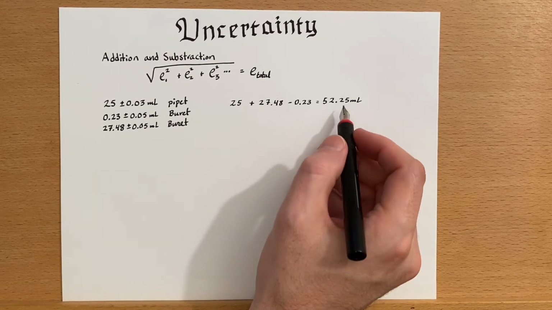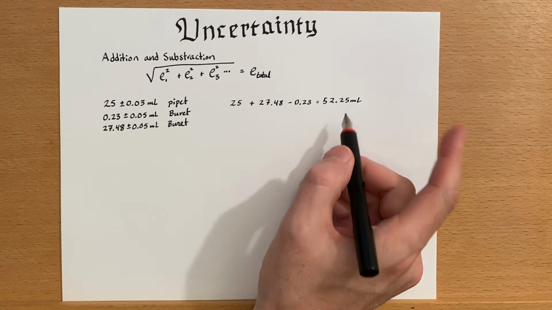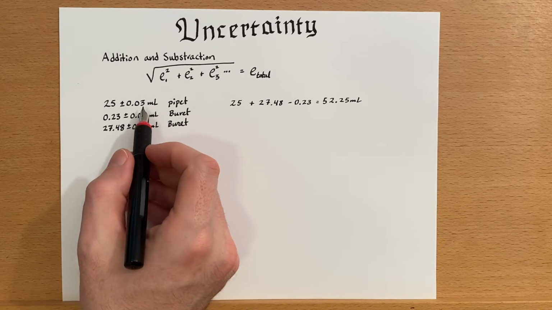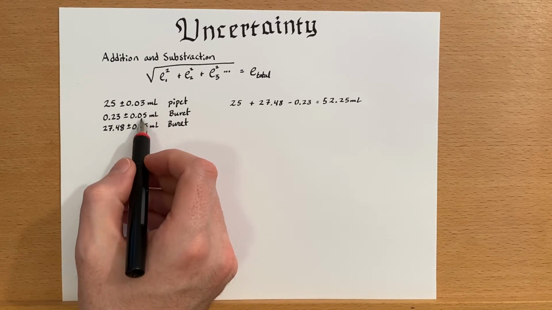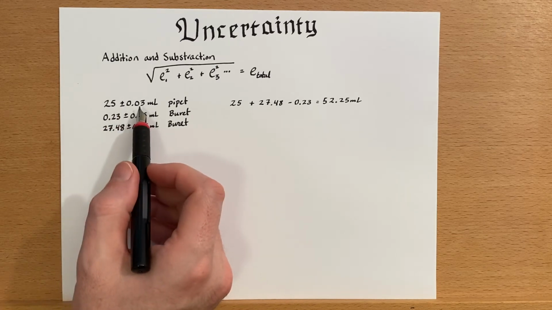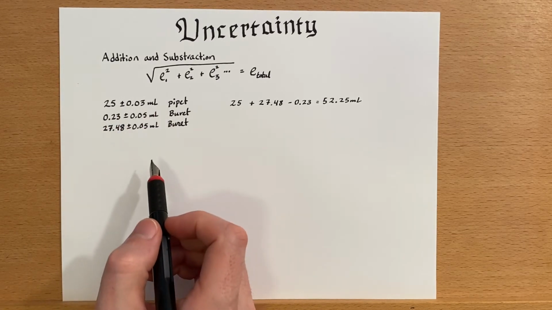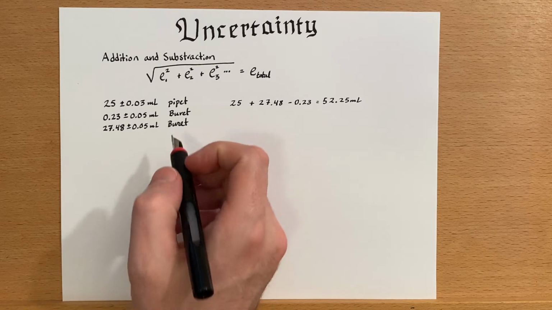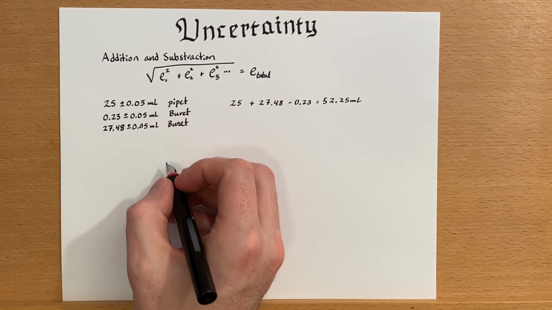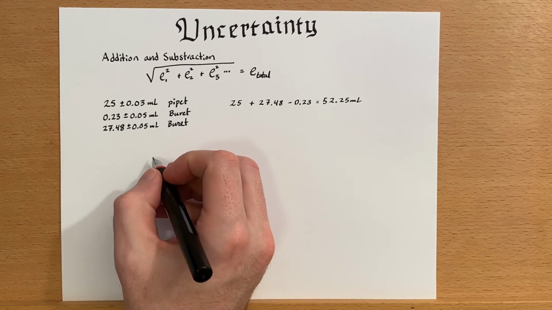All right, so now I have this value, but I need to know the uncertainty in this. And it's not just as simple as adding up 0.03 to 0.05 and 0.05. Again, some of these volumes may be higher or lower than each other, and it will tend to cancel out a little bit. So we're going to use this formula to determine the propagated error.